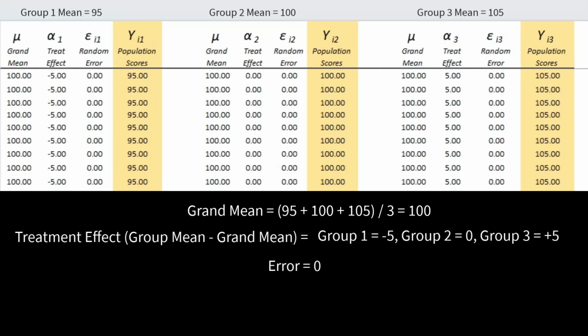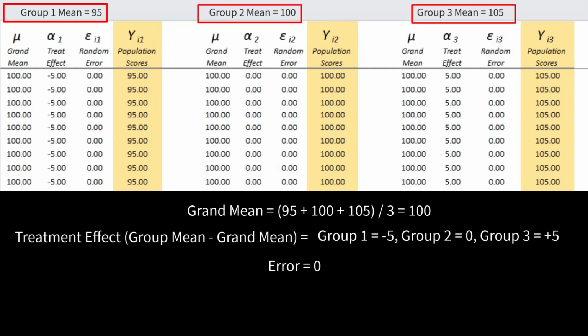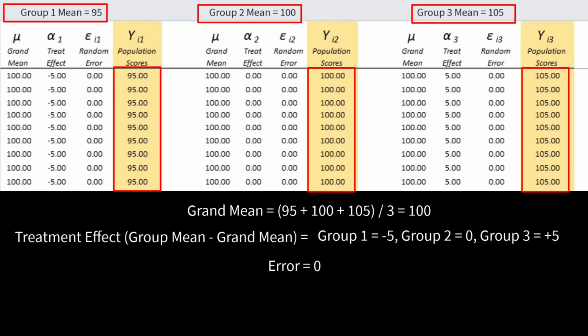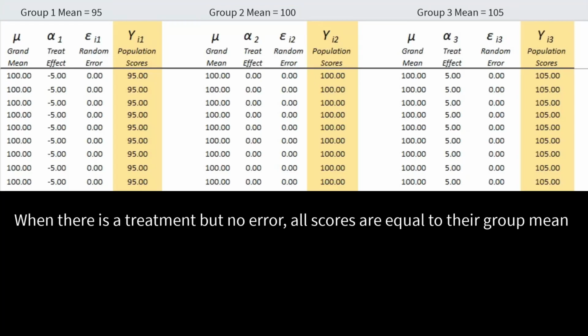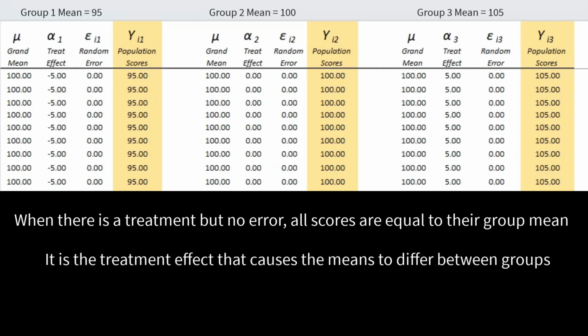As you can see, when there's no error in the model and there are treatment effects present, all the scores in each group are equal to the group mean. This indicates that every individual in the first group will have a score of 95, in the second group 100, and in the third group 105. This demonstrates our second concept. When there is a treatment effect but no error, all individual scores in a group are equal to their group mean, which is a constant for each person in each group. It's the treatment effect that causes the means to differ between groups.